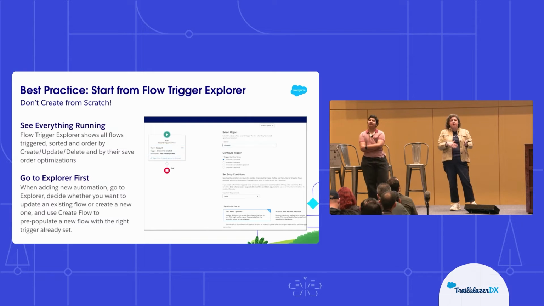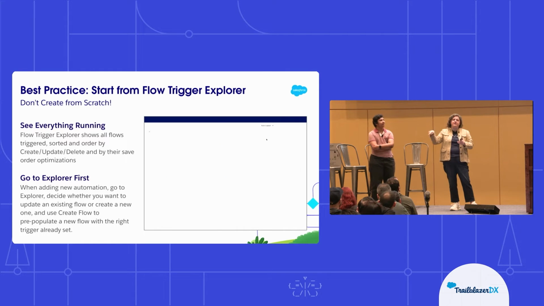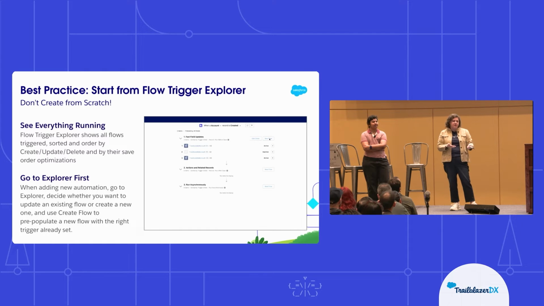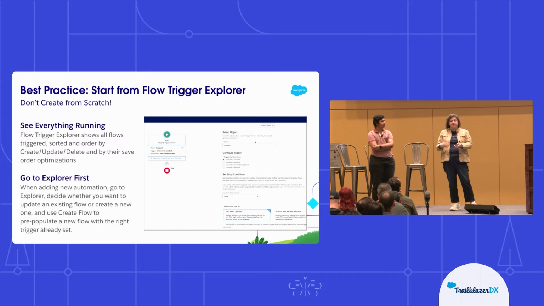And then if you do want to create a new flow, we have that new flow button. What that's going to do is pre-populate your flow with that object and with that trigger that you were already looking at. So it saves you a couple clicks, and it really ensures that you're thoughtful at the beginning about where that flow is going.